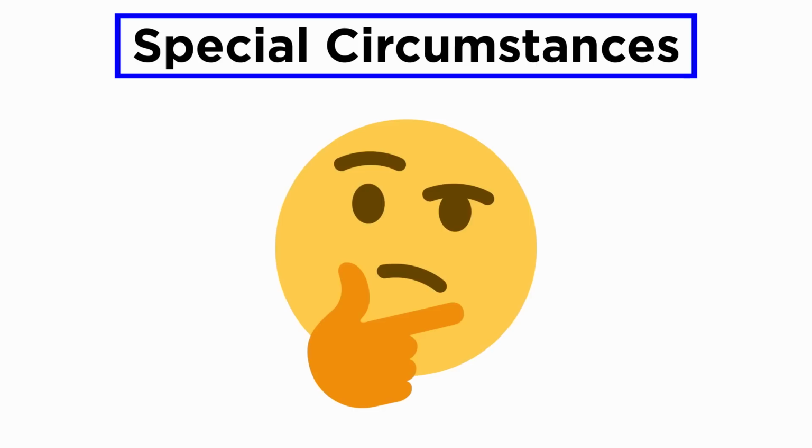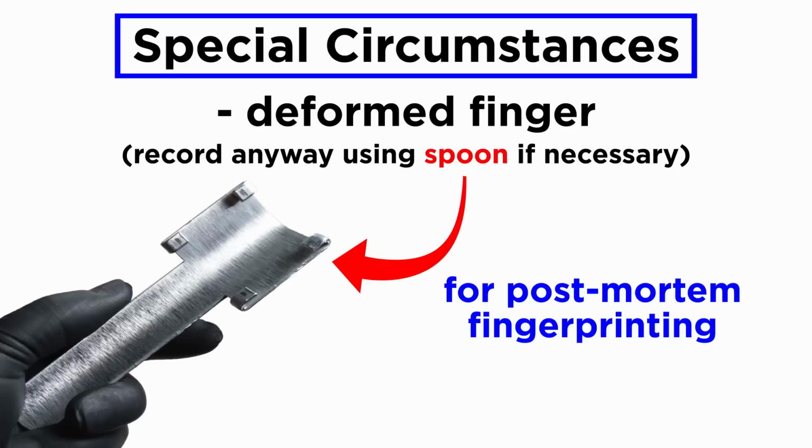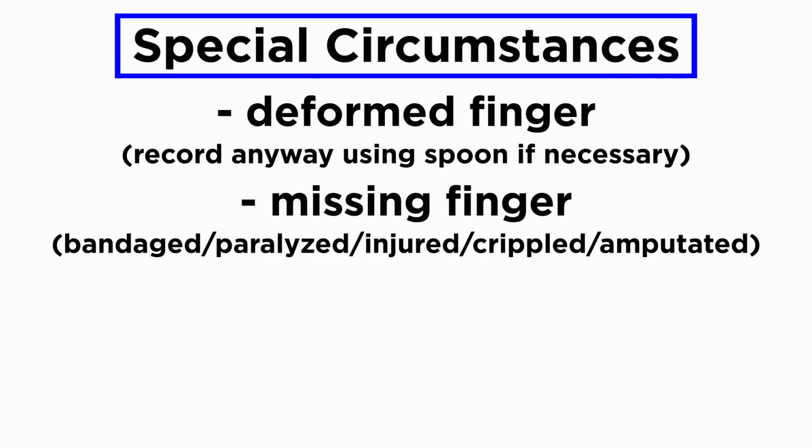Now, there are some special circumstances that an investigator might encounter while recording fingerprints. If a finger is deformed, every attempt is made to record rolled and plain prints. A tool used in post-mortem fingerprinting, known as the spoon, is used for this purpose. If it is still impossible to record a legible fingerprint, the reason is noted in the respective block. Similarly, if a finger is missing, it is noted as such, whether bandaged, paralyzed, injured, crippled, etc.